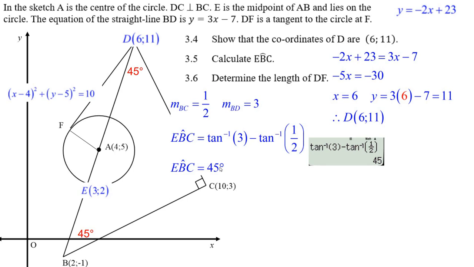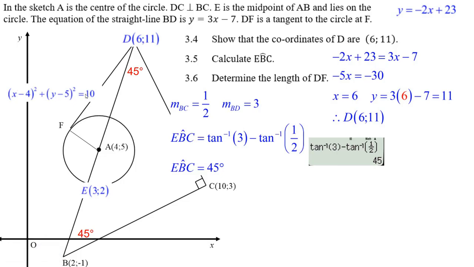Now, this one, I had to think about it at first. They said, figure out DF. And then I thought, oh, DF is a tangent. Tangents are perpendicular. Hey, Pythagoras would work here. Oh, we could figure out AD just using the distance formula. And don't we know what this is? Do we know what this is? Yeah, we do know. It's root 10.